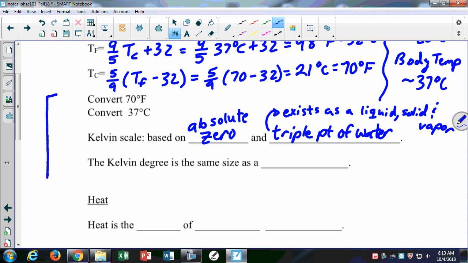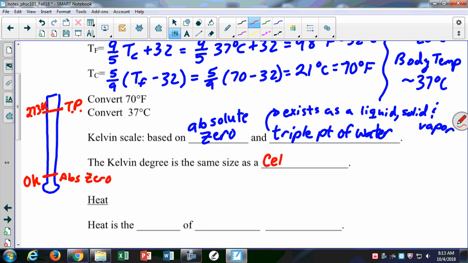If I look at, say, a thermometer, and I have absolute zero down here, and up here I have the triple point of water, I say that this is 0 Kelvin, and this is 273 Kelvin. The 273 comes about because they want it to link up with our Celsius. Turns out that absolute zero in the Celsius scale is minus 273. You do need to know that the Kelvin degree is the same size as a Celsius degree.